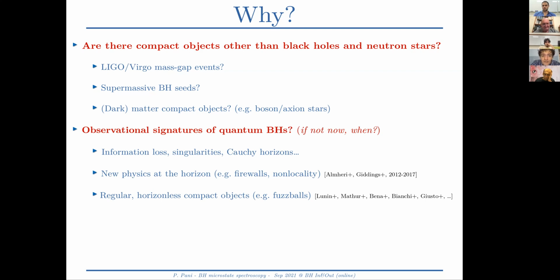These problems might be related only to, say, Planckian physics, but there are several proposals that try to solve these issues and, while doing so, also modify the horizon structure quite dramatically. There are several proposals: firewalls, non-locality, or what I will focus on most in my talk, the fuzzball proposal in string theory, which replaces the horizon by a regular horizonless compact object.